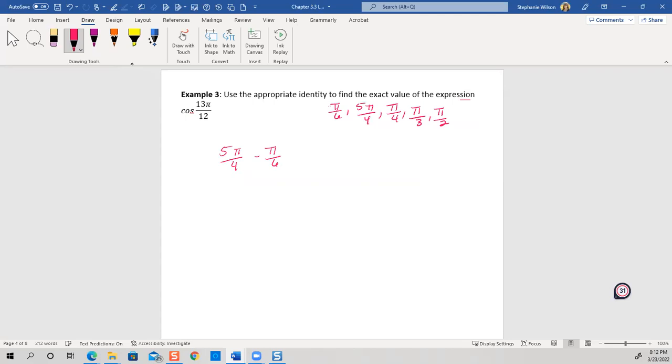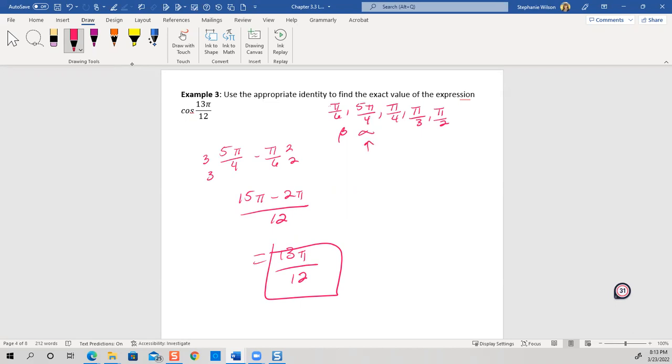Okay, we gotta have a common denominator, which is 12. So I'm gonna multiply top and bottom by 3, this one by 2. So I got 15 pi minus 2 pi all over 12. 15 pi minus 2 pi is 13 pi over 12. So that gave me my answer for what we're gonna use for alpha and beta. Okay, and I'm gonna pick the bigger one for alpha.